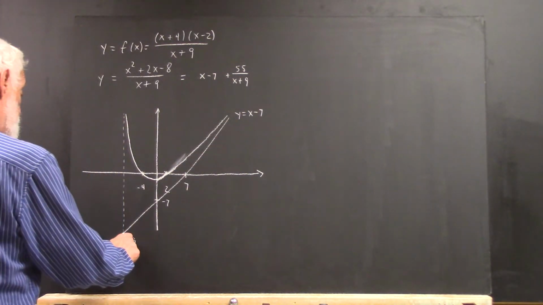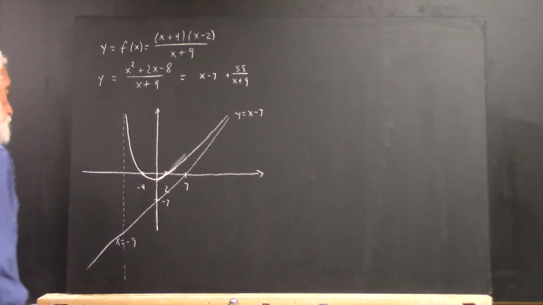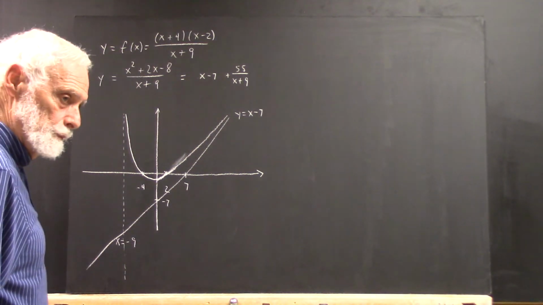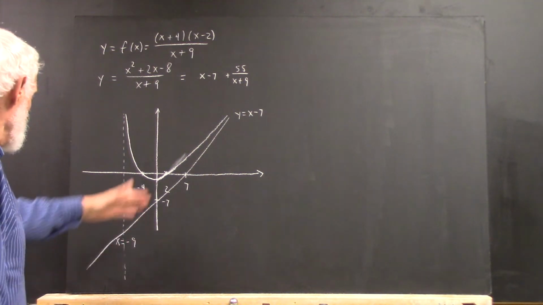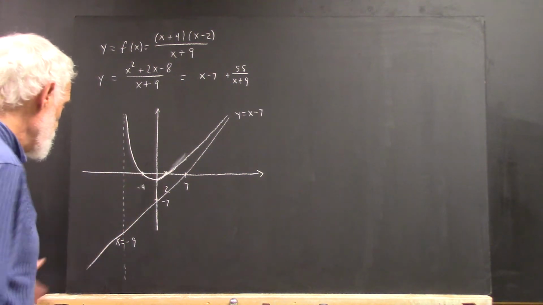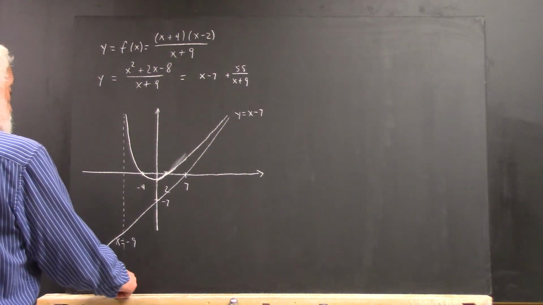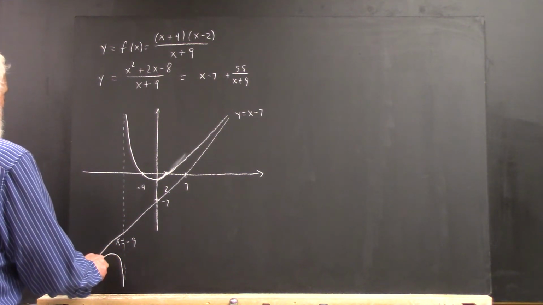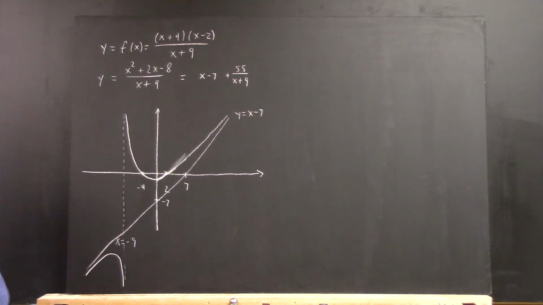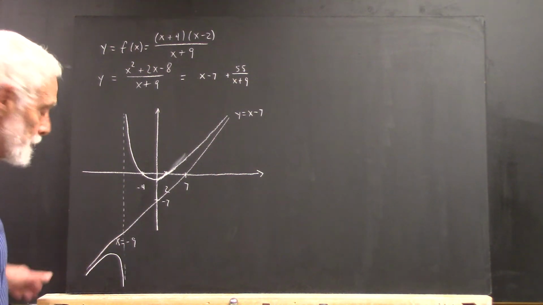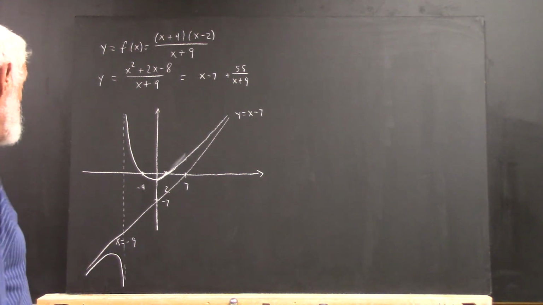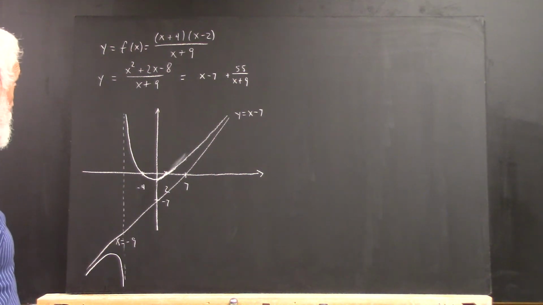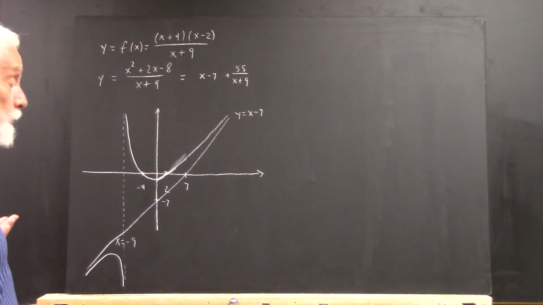Now down here, the graph is going to have an asymptote to the axis. It's also going to be asymptotic to this line. So what it's going to do is come up here. It's probably not going to go through that line. It's probably just going to turn around and go back down. Okay? So there's what the graph is going to look like.